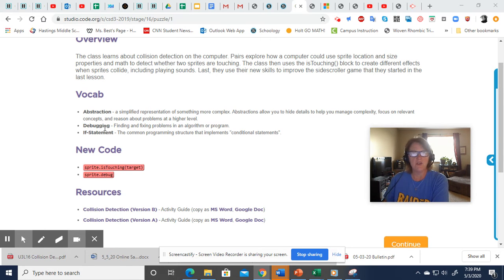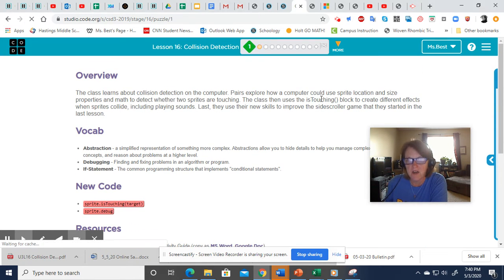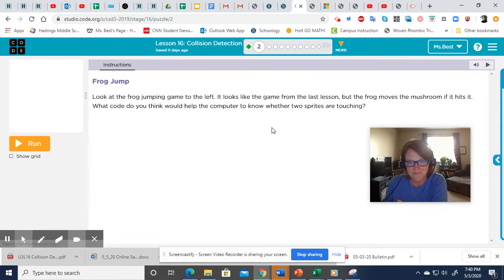Debugging, oh my goodness, we do that all the time as programmers. And just a reiteration of the if statement and how we have to use conditional statements to make things happen. New code you are going to see in this lesson is sprite.isTouching and then target, which means you have 2 things that you need to measure if they are touching each other. So you have the sprite and then the target itself. Awesome. Let's move on to level number 2.